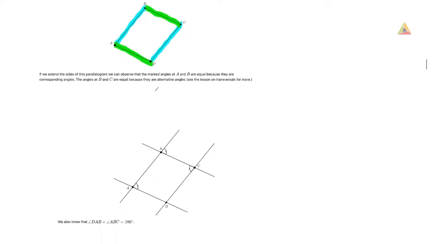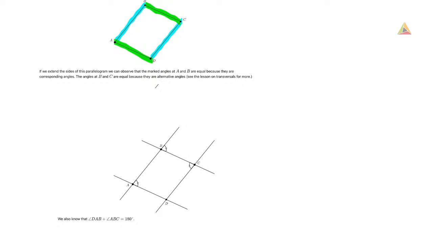Okay, so we'll just look at this example here. The angles B and C, so this angle here and this angle here, they are equal because they are alternate angles. And also the angles A and B, which are A and B here, they are equal because they are corresponding angles. So they're all the same. Now we also know that the angle DAB, which again is this angle here, plus the angle ABC, which is going to be this one here, is equal to 180 degrees because it's a straight angle. Okay, I'm going to keep going.